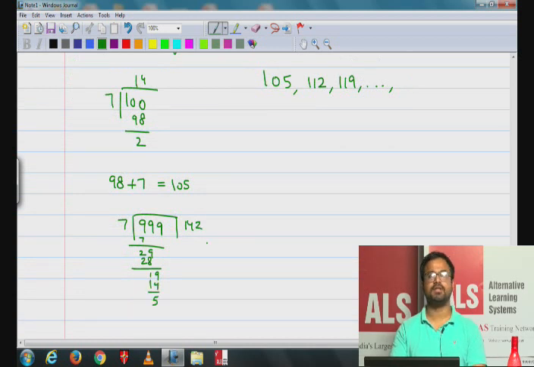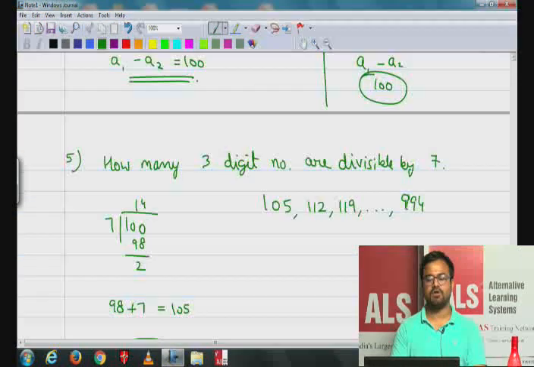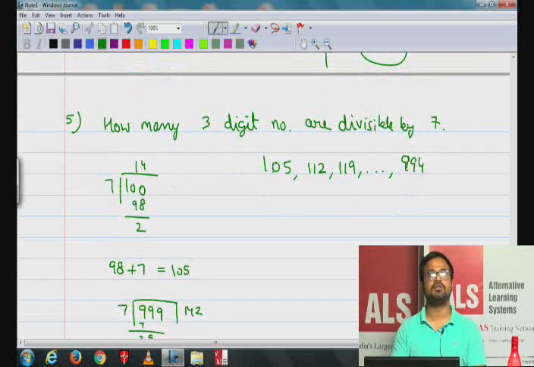5 is the remainder we are getting, so we just need to subtract the remainder. So when we subtract the remainder, that will be 999 minus 5, that is 994. So the last number is 994. Now we know that the first term is 105, the last term is 994, and the common difference is 7.